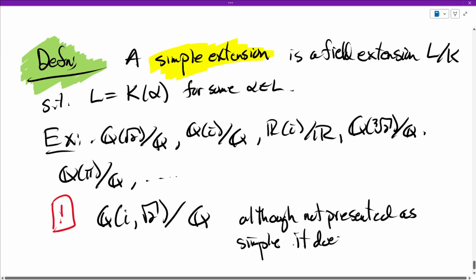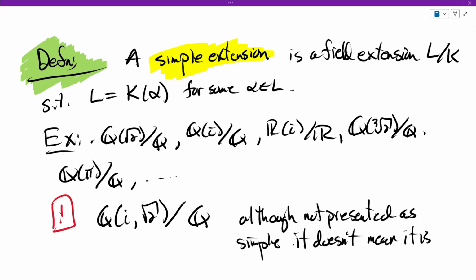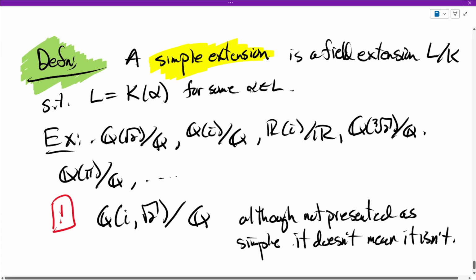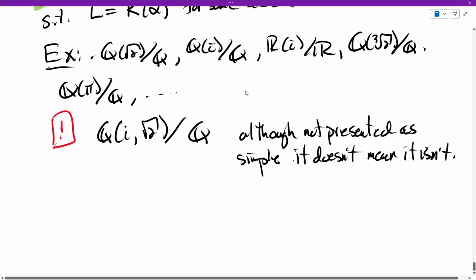Doesn't mean it isn't. The only way to prove an extension is not simple is to rule out that it can be generated by any element of L over K. Now, we work in characteristic 0, we work in subfields of C, so that's an infinite number of elements we have to rule out. So that's a lot.